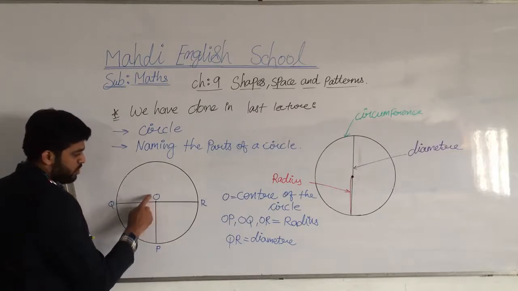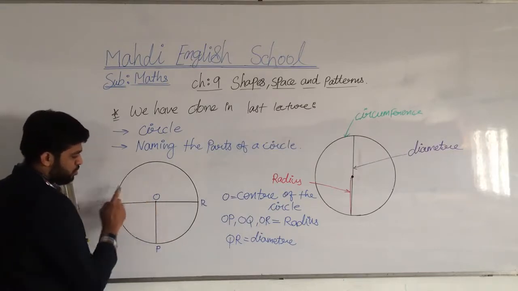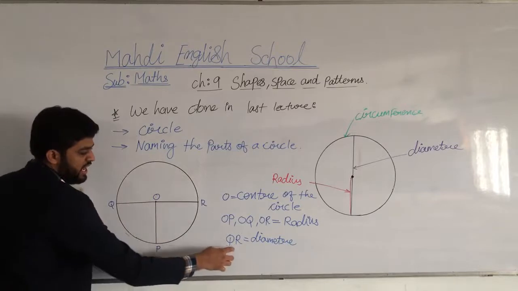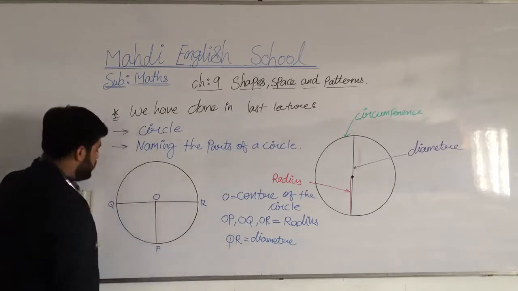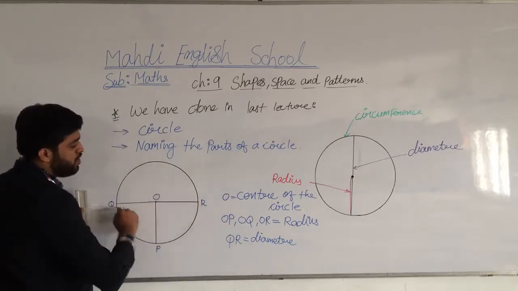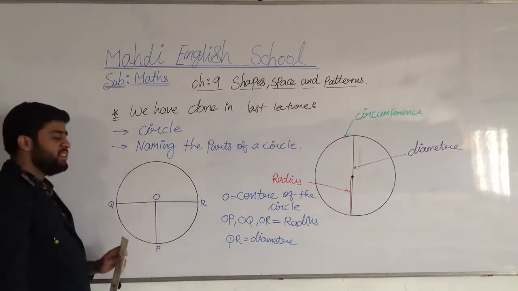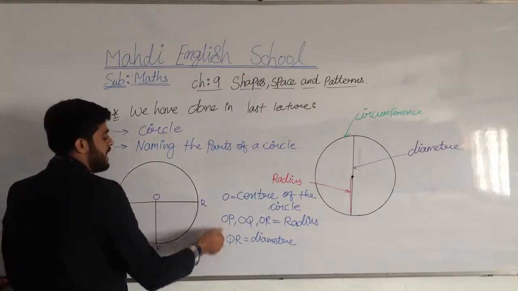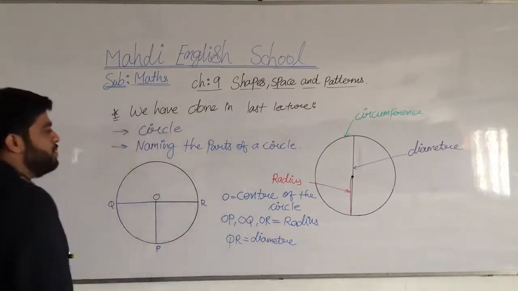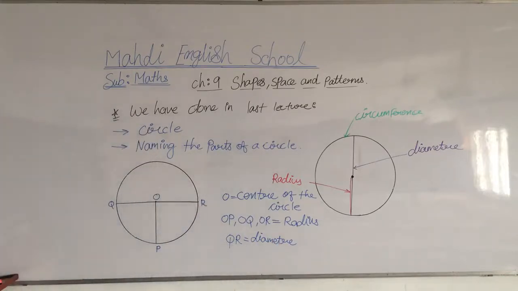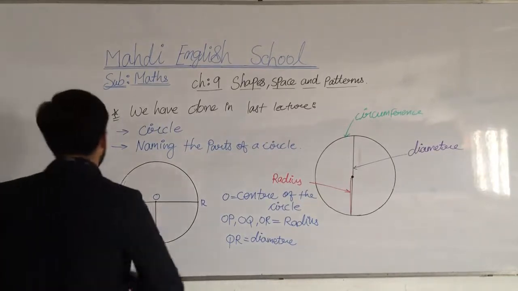OP, OQ, OR, and now the diameter. QR means from here to here, a full diameter. The diameter of this circle is called QR. So my dear students, I hope you have all understood, and now we move on further.